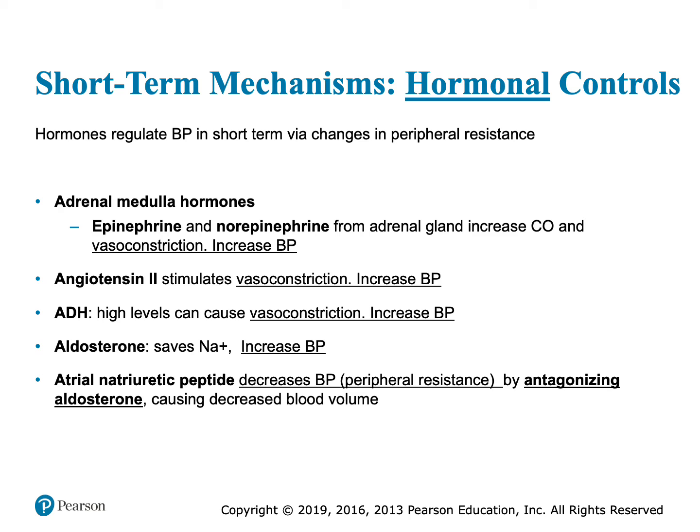So hormones are short-term also. We're going to have some changes in peripheral resistance. So some examples would be coming from the adrenal gland. Let's say you're scared, okay? We're going to increase cardiac output, and vasoconstriction. That's going to increase blood pressure because you've decreased the diameter, so you've increased the resistance. That's going to increase blood pressure.